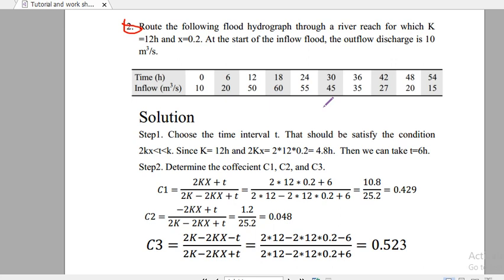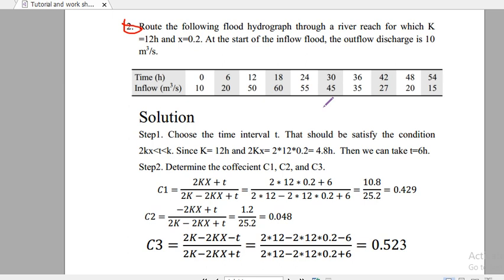So the solution for this method: first choose time interval t that should satisfy the condition 2kx less than t less than k. Since k is equal to 12 hours, 2kx is equal to 2 times 12 times 0.2, which is 4.8 hours. So we can take 6 hours. It lies between 4.8 and 12 hours.